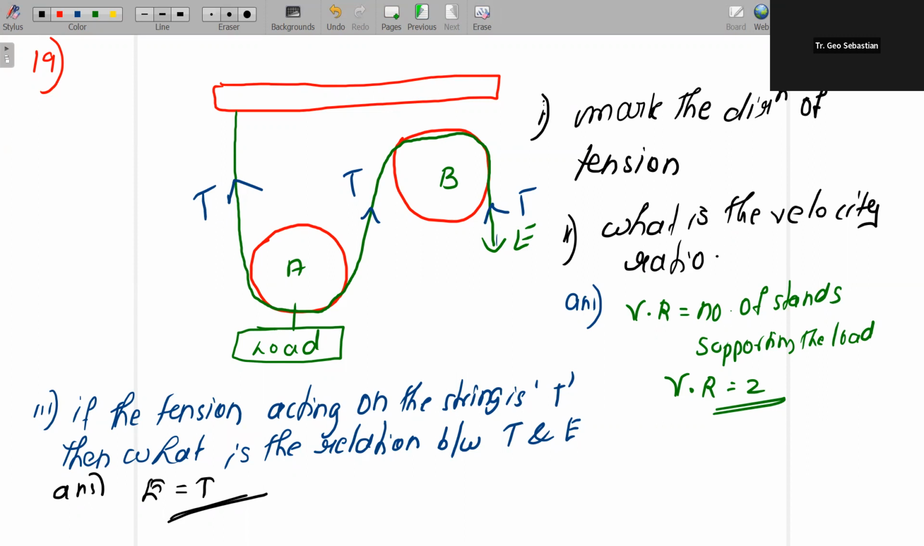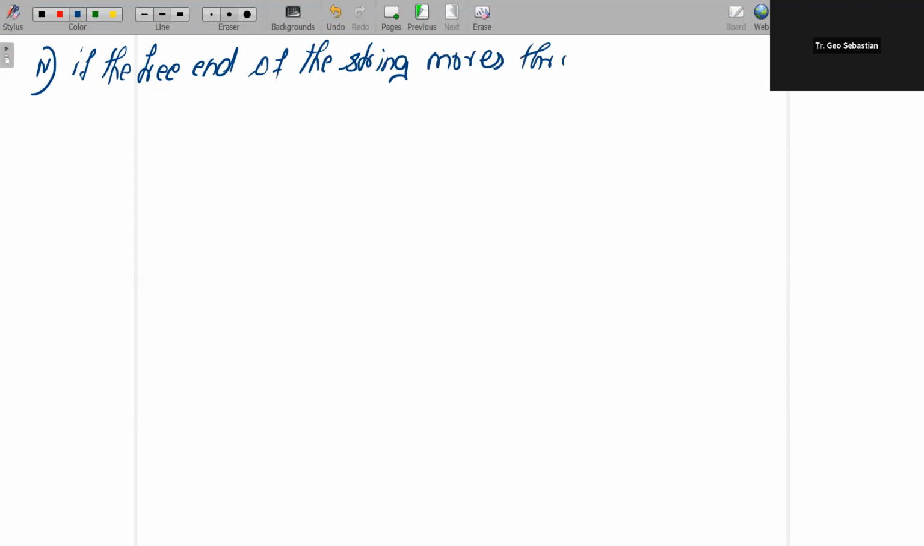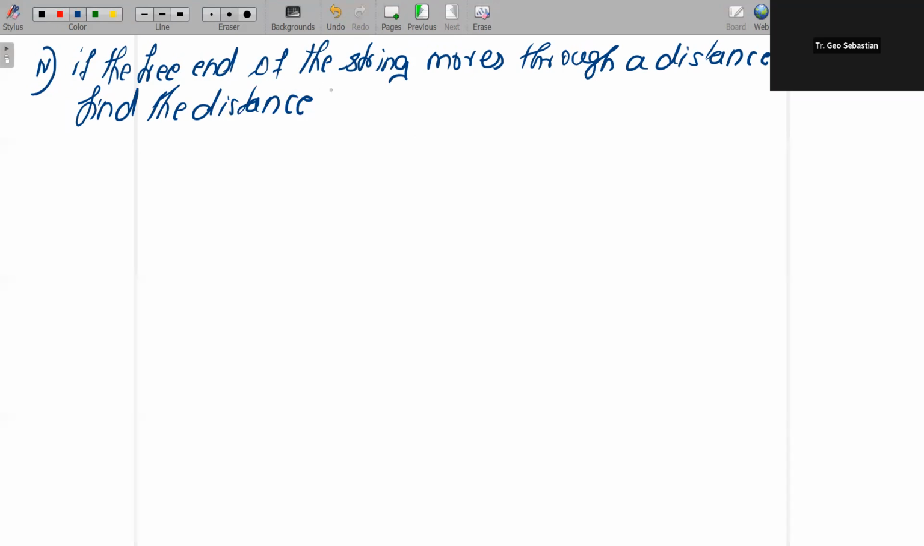This is a 4 mark question, okay? Fourth question in this. If the free end of the string moves through a distance x, find the distance by which the load is raised.